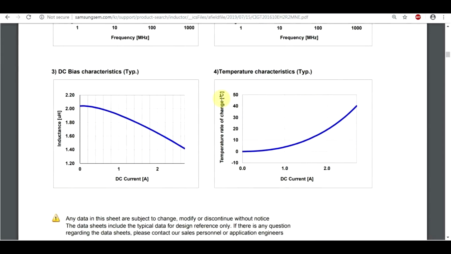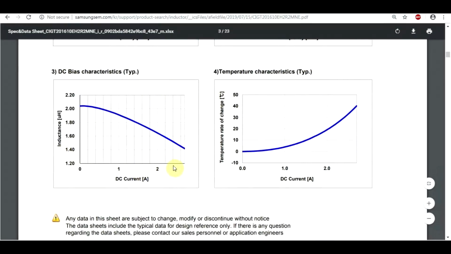And if we look in the datasheet, we have this graph. So this is telling us what the inductance is based on the DC current. And what we'll notice is that the inductance is not constant. So the higher the DC current, the lower the inductance.